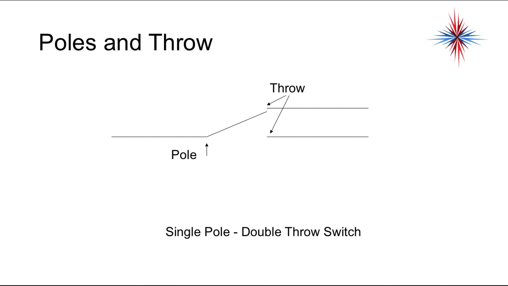Okay, poles and throw. The pole is where my arrow is, labeled pole. Throw is my two choices. Which wires are going to connect to?